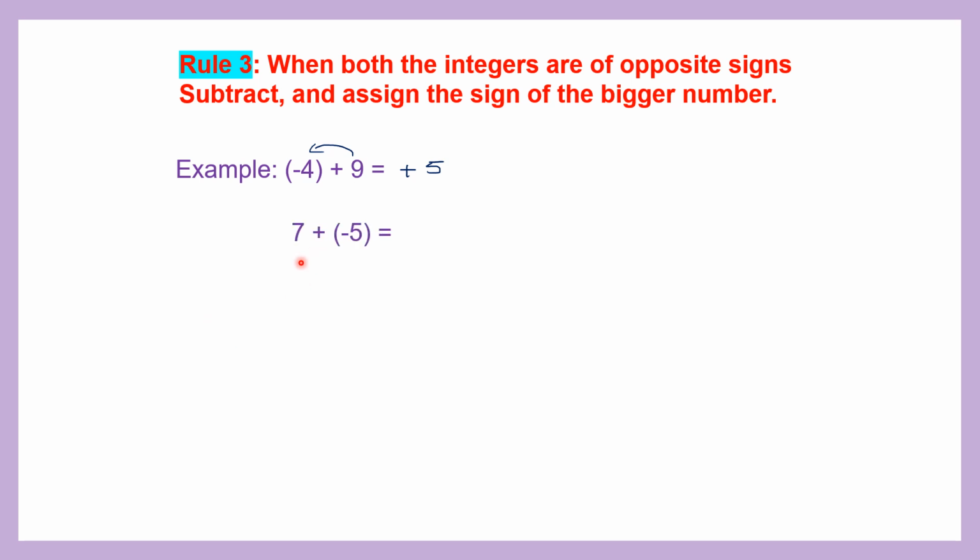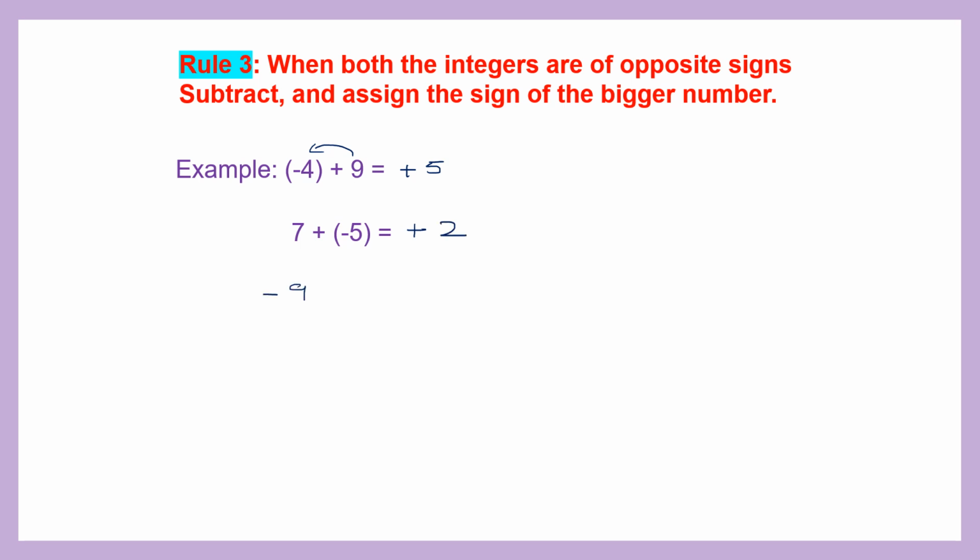Next example is 7 plus minus 5. So here we have 7 and negative 5, two different integers, opposite integers. So signs are different. When signs are different, put the sign of the bigger number and subtract. So here again we have plus, and 7 minus 5 is 2. Now let me give you another example.